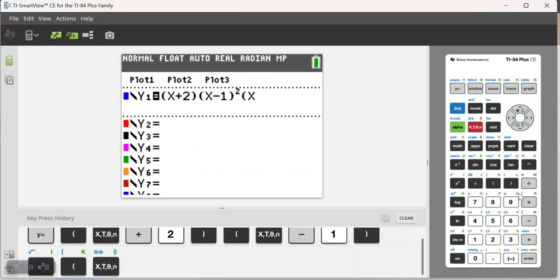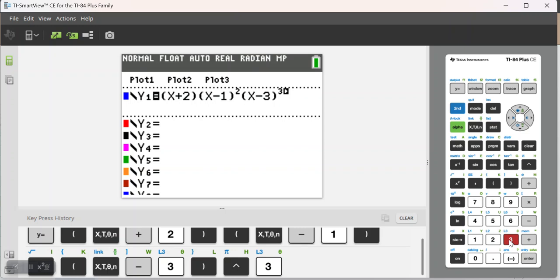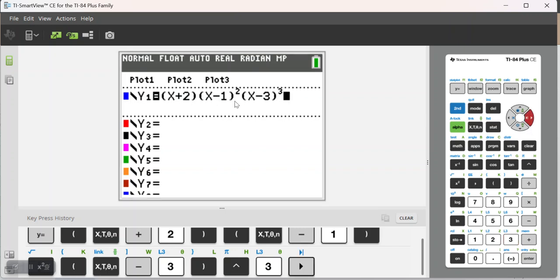So I'm going to go x minus the 0. The 0 is at 3, so it's going to be x minus 3. And the multiplicity is 3, so I'm going to cube this factor. All right, so there is a polynomial out there. This one happens to be degree 6, which has a single 0 at -2, a double 0 at 1, and a triple 0 at 3.